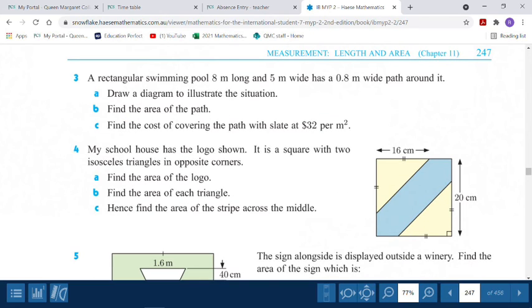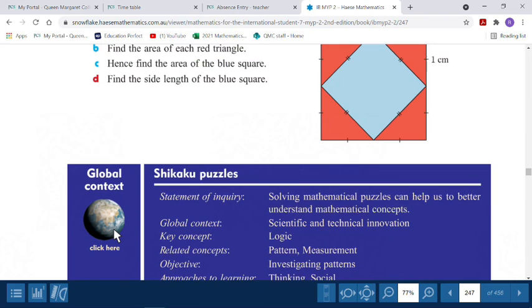So if you think about it, and it says, find the cost covering the path of slate at $32 per meter squared. So remember that. $32 per meter squared. 72 meters squared times $32 over meters squared, because you need those units to disappear. Remember, make sure that you put them in the right spot. Okay. All right. And I think all of the rest of them should be pretty straightforward.